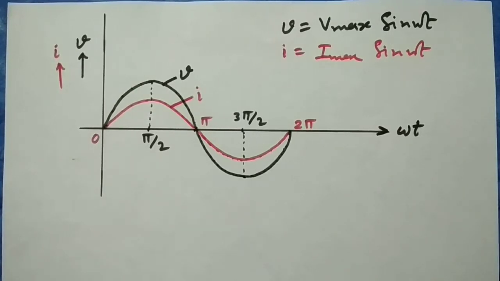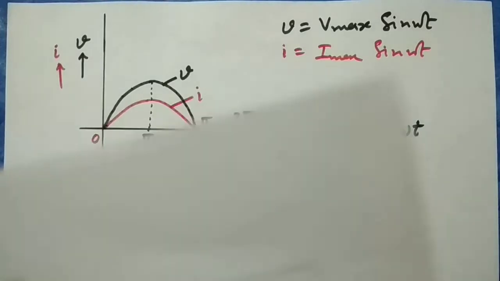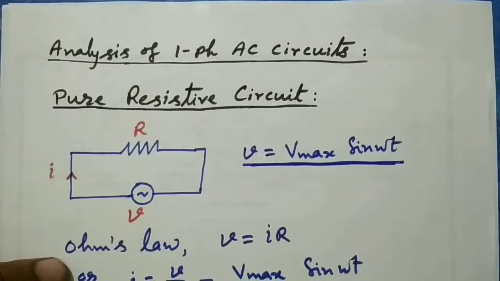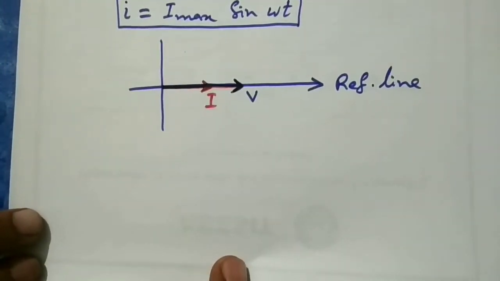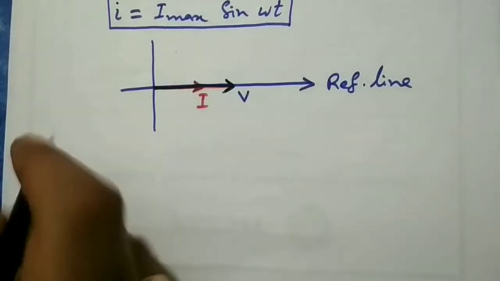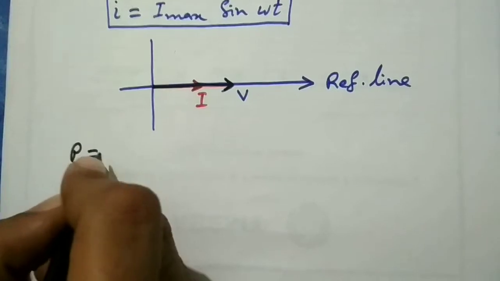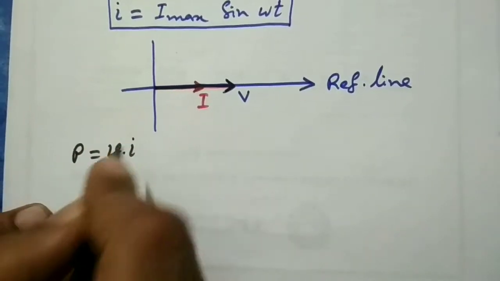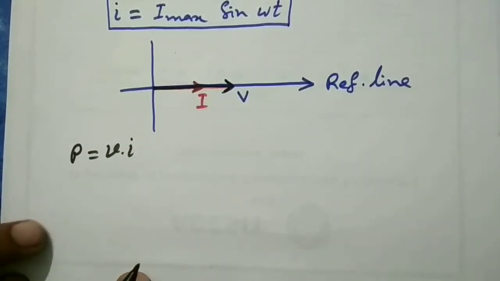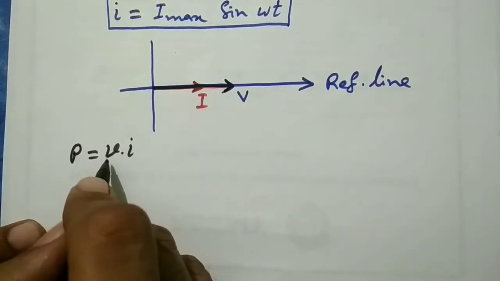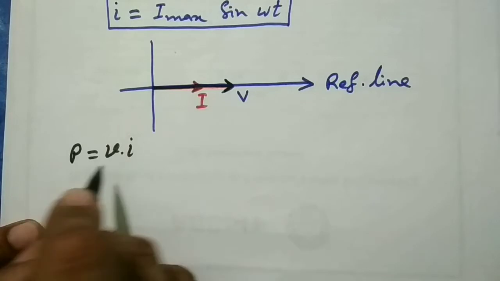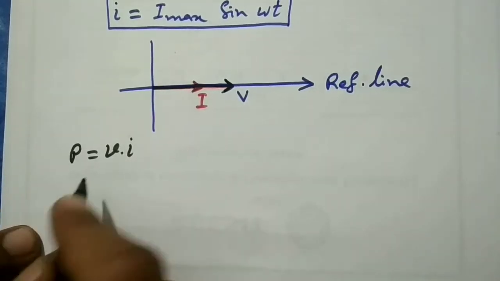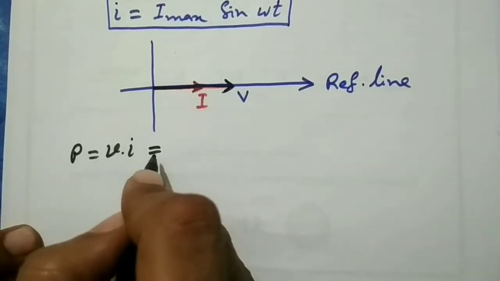Now what will be the power of the purely resistive circuit? As we know, power is considered as P is equal to V into I. So here the instantaneous voltage is multiplied with the instantaneous current, so we'll get the instantaneous power. Now put the value of V and I.